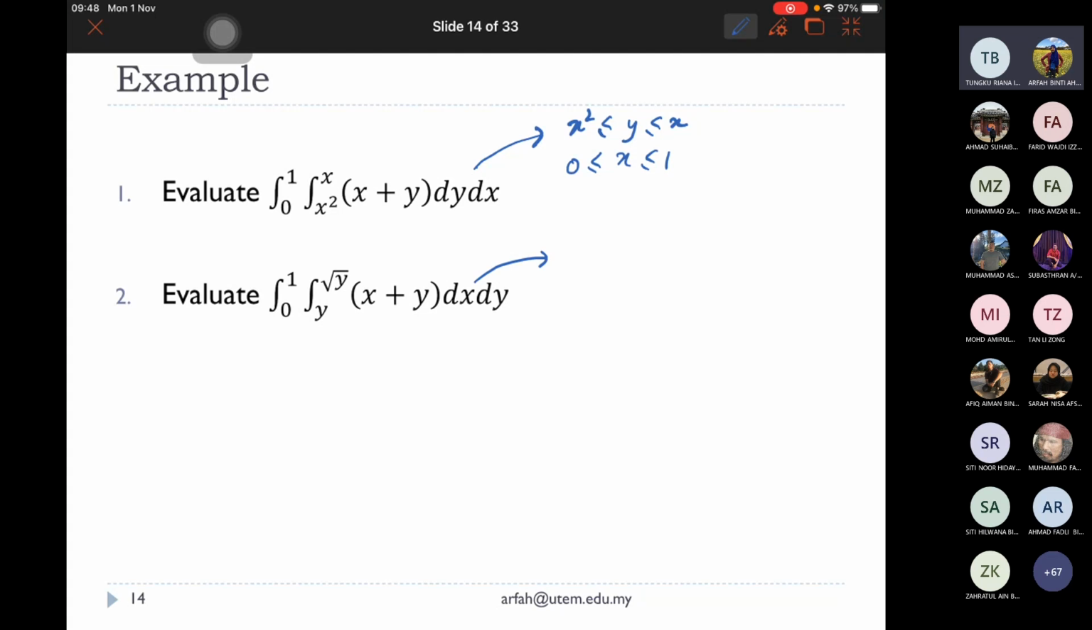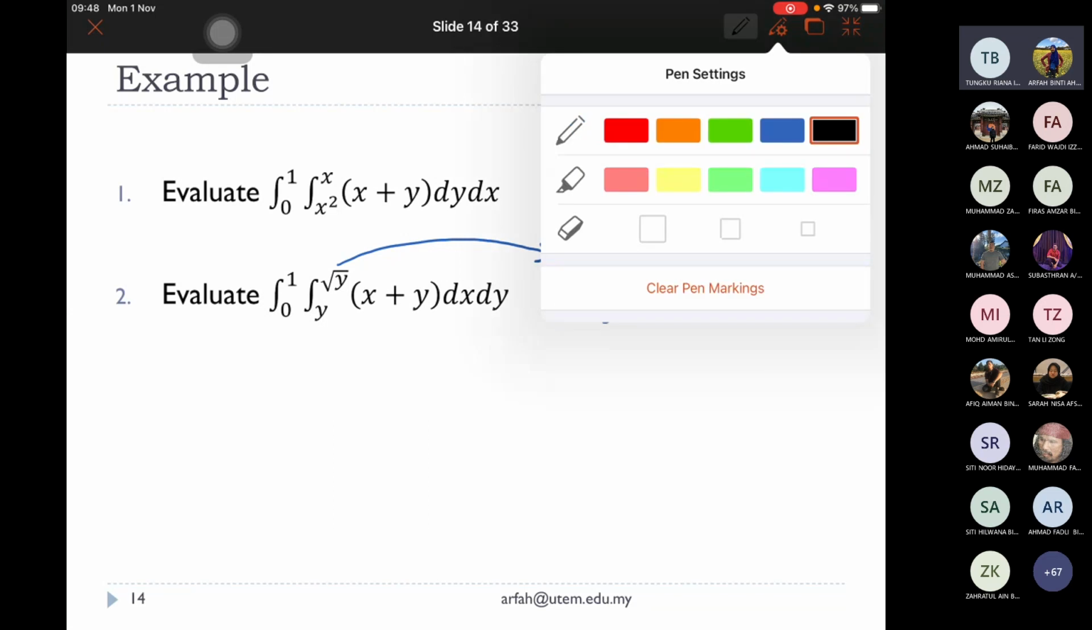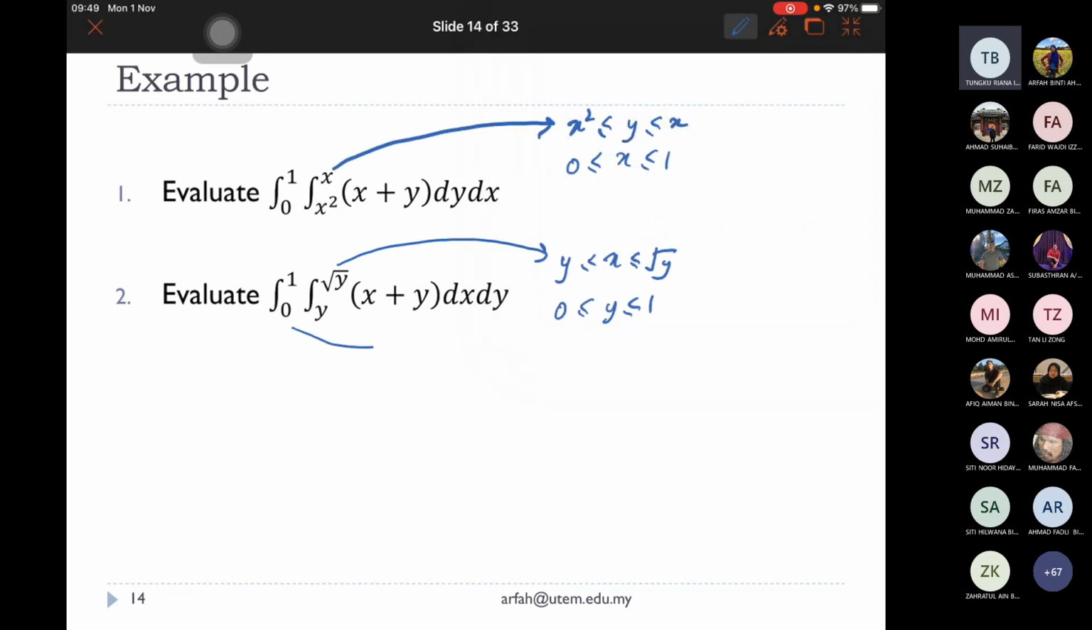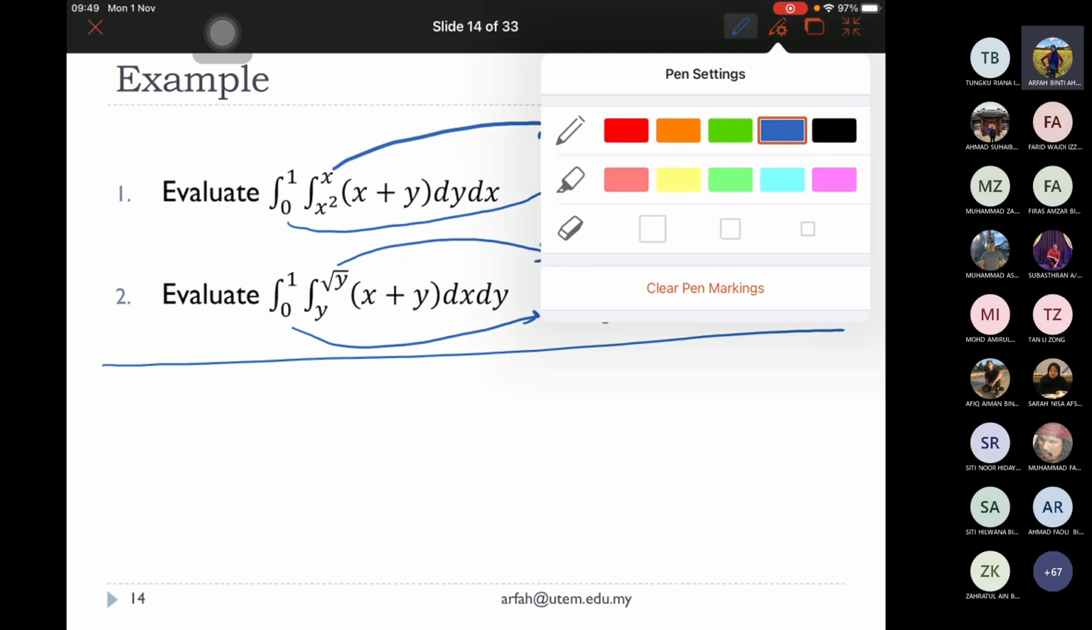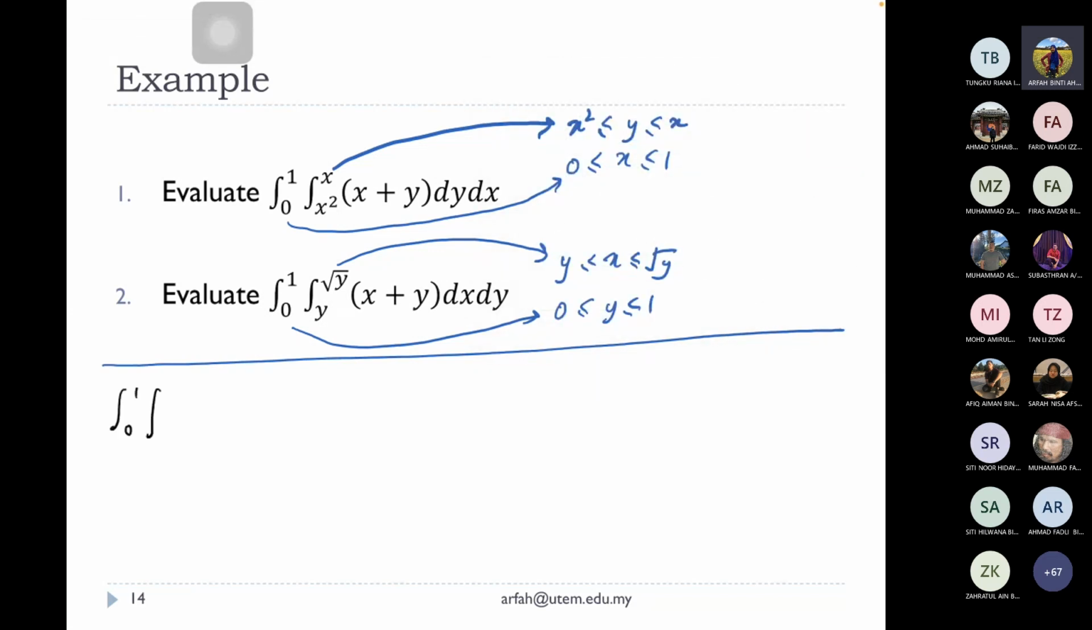Okay. So in this case pula, x taking the value between y and square root of y, dan y pula taking the value between 0 to 1. That is why kita dapat that kind of this one. Dia punya boundary of the integration. So kita cuba solvekan the first one. Okay. So let's try to solve the first function. Evaluate 0 ke 1, x squared sampai x, x tambah y dy dx.